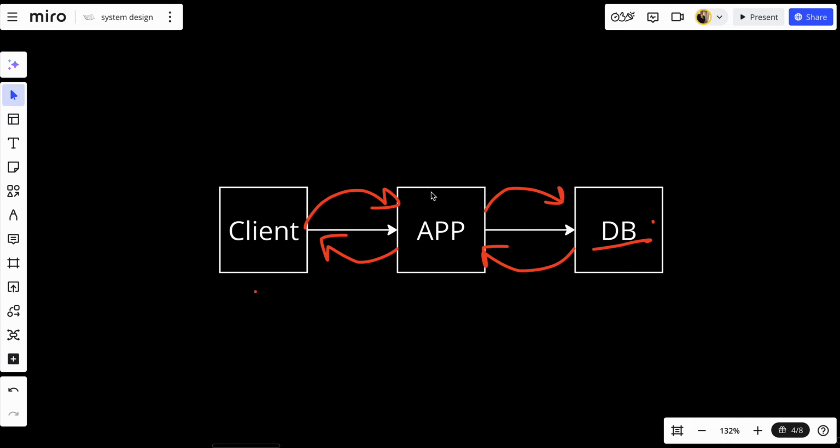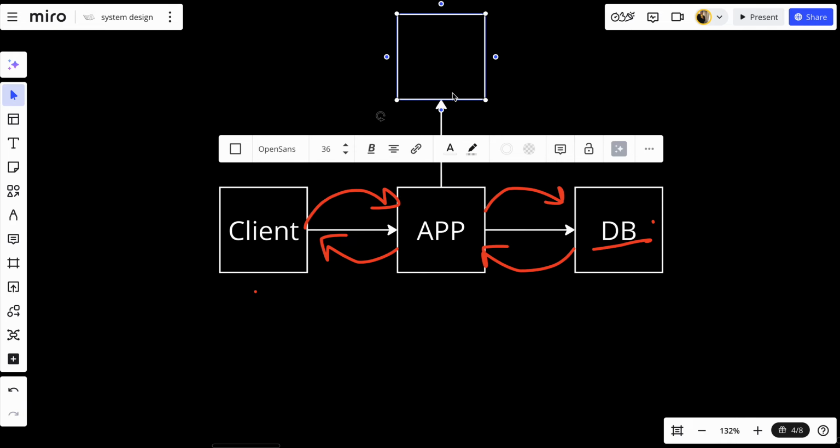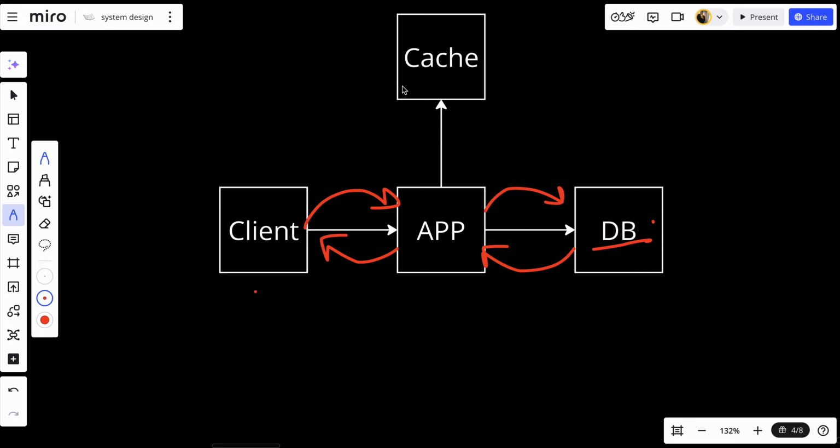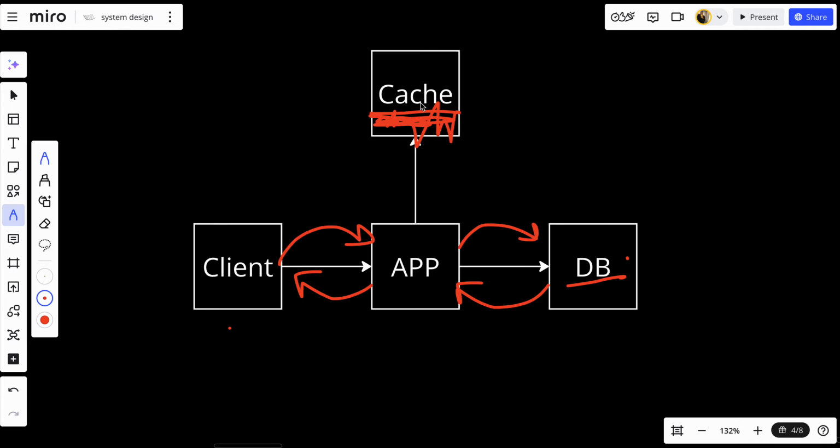This is where cache comes into play. We could add a cache, and the cache is in-memory storage, so it serves data way faster than the normal database. The cache will store the frequently accessed data. For example, if the client is asking for this product a lot, it will be stored in the cache for a specific amount of time. Whenever the client tries to get the product, instead of the app getting it from the database, it will try to get it from the cache, and the cache will serve it directly. And since the cache is in-memory storage, it will serve it way faster.